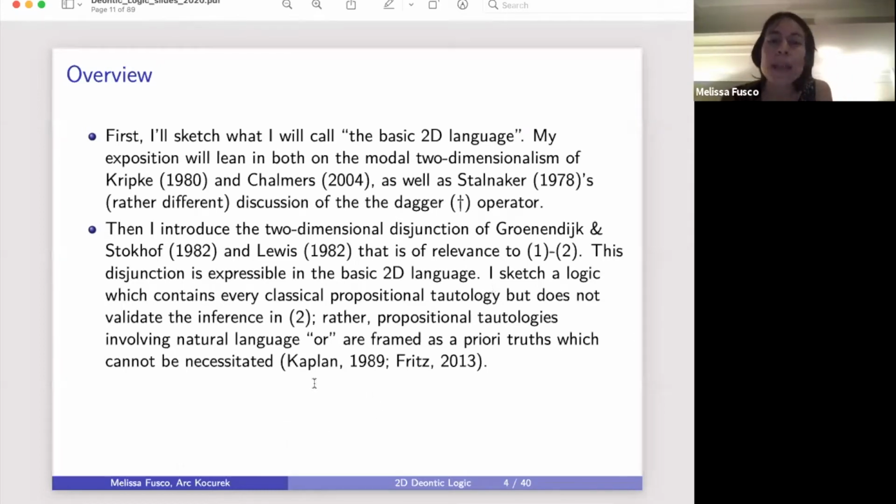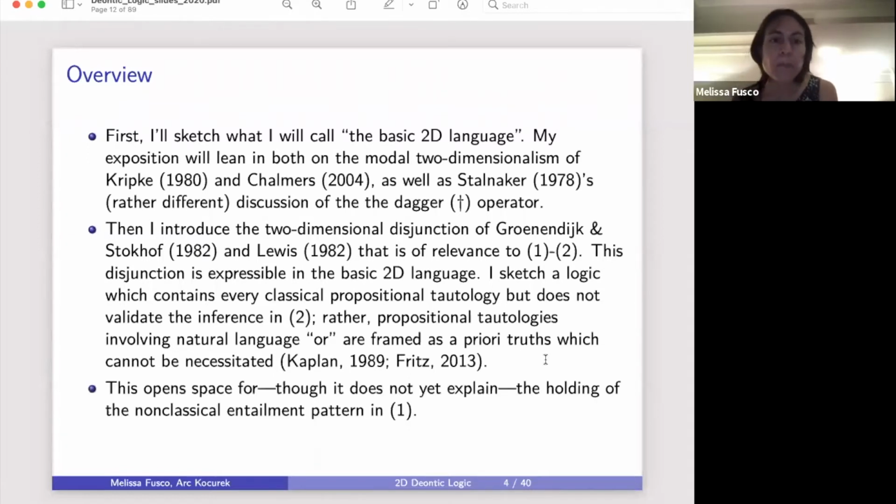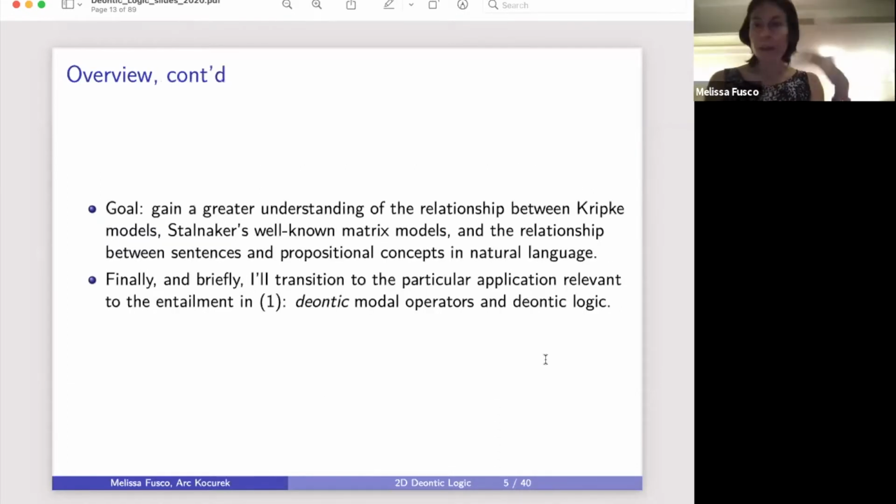So they'll sort of have the status of logical truths in Kaplan's logic of demonstratives, for example. That open space, so this is all just to block the entailment in 2, right? That open space for the holding of the strong non-classical entailment pattern 1 in free choice. It doesn't explain it. I would have to do extra things for that, which I do, but I probably won't get there. When I started to explore this literature, it turned out that even doing that with a basic 2D language was kind of a big project.